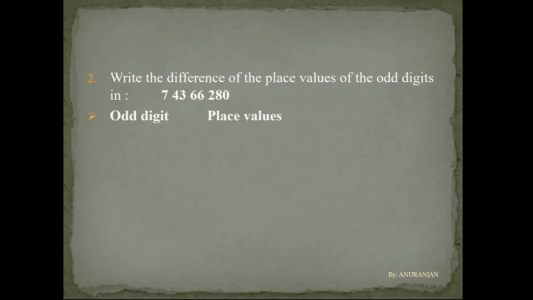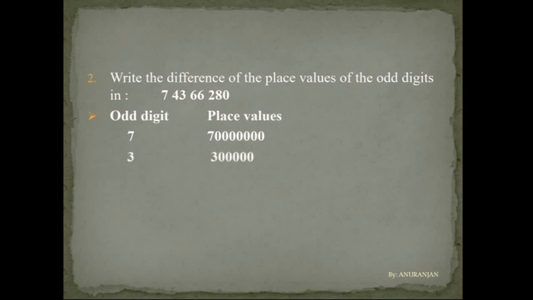7 is in the crores place, which means 7 into 1 crore, that will give us 7 crore. Next, 3 is the odd number, so in which place is it? In the lakhs place. So 3 multiplied by 1 lakh will give us 3 lakh.